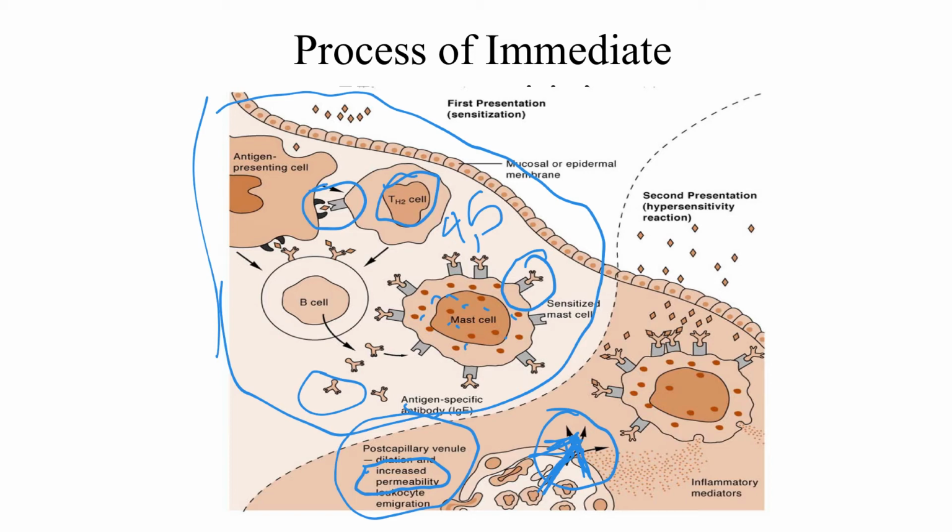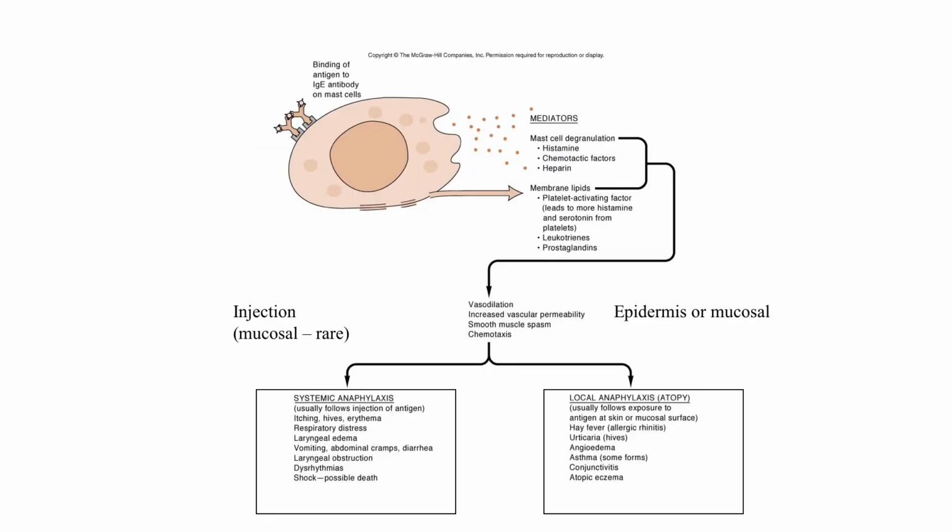Again, the problem here is that this is a dramatic reaction to something that is not a true threat to the body, like pollen in this example. So because we have these cross-linked antibodies and these primed, sensitized mast cells, the degranulation, the release of this histamine is really dramatic, and we get this very pronounced secondary response.